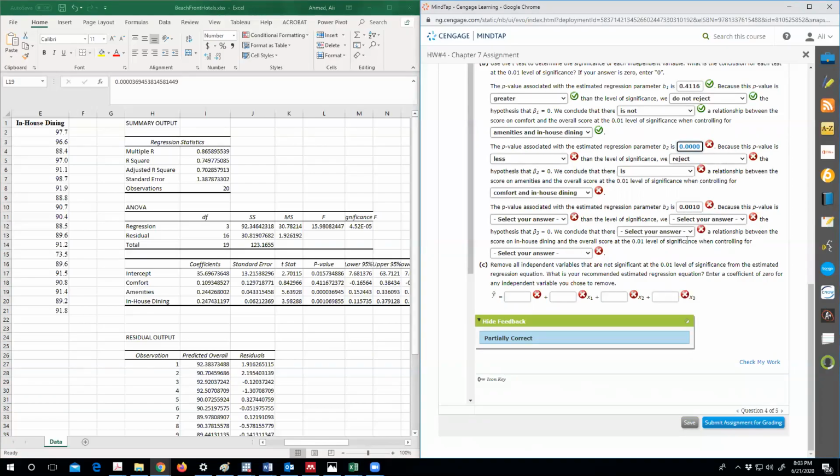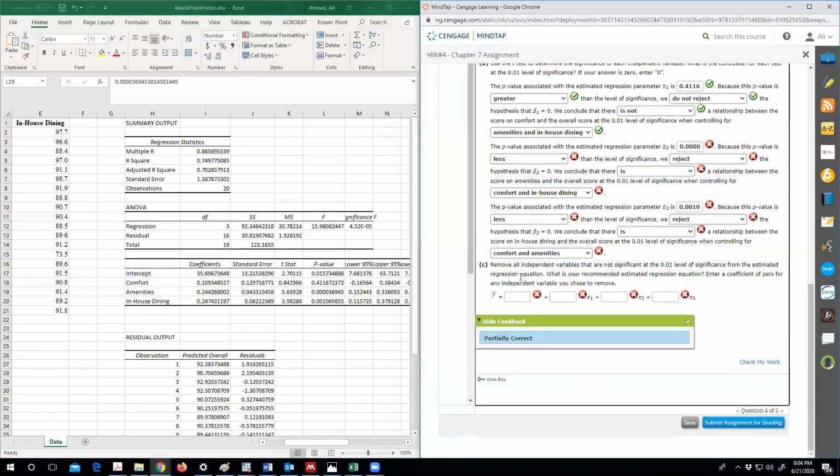It's actually all zeros. Yeah, almost zeros. So this is also less than the significance level. So the p-value says reject H naught that beta 3 is 0. We reject this. No, it's not 0. The error is really small, so it must have some effect. And there is an overall effect while keeping comfort and amenities constant.